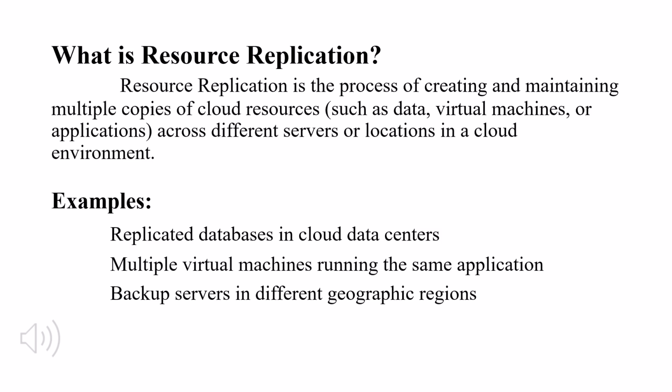Example of resource replication: replicated databases in cloud data centers. The same database is stored in multiple data centers to ensure data availability and prevent data loss. Multiple virtual machines running the same application: several virtual machines host the same applications to handle high traffic and provide load balancing. Backup servers in different geographic regions: copies of servers are maintained in different regions to ensure disaster recovery and business continuity.